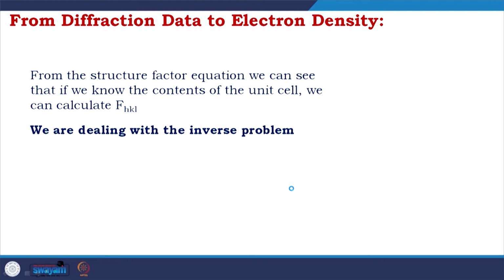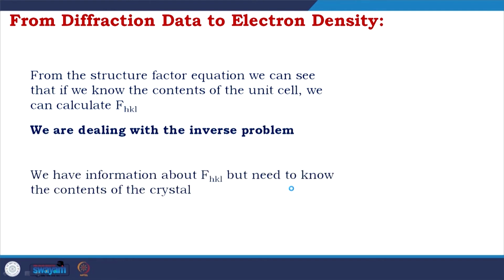But actually we are dealing with the inverse problem. We have information about FHKL, we got it from the intensity from the spots, but need to know the content of the crystal. We have FHKL and we want to get the electron density, which will help us to spot the atoms to understand what is there in the crystal.